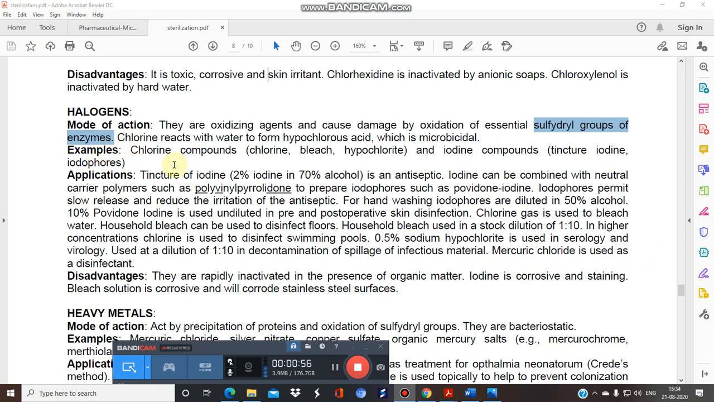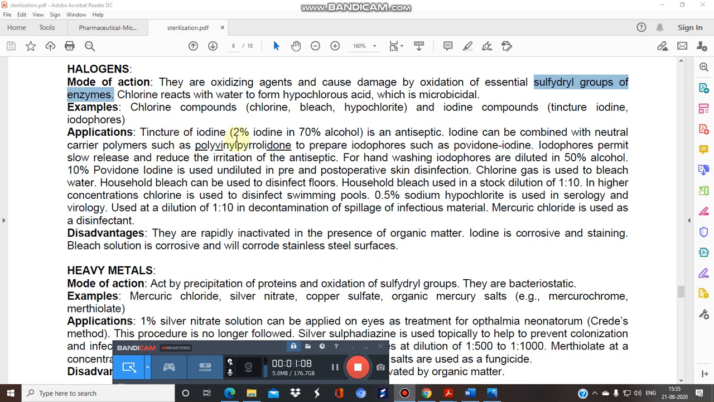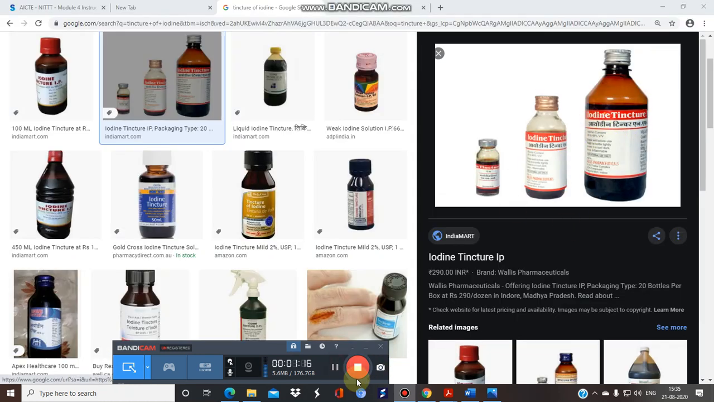The examples include various chlorine compounds like hypochlorite, which is widely used as a disinfectant, and iodine compounds like tincture of iodine and iodophores. How are they applied? The tincture of iodine is very famous: 2% iodine in 70% alcohol is widely used as an antiseptic.